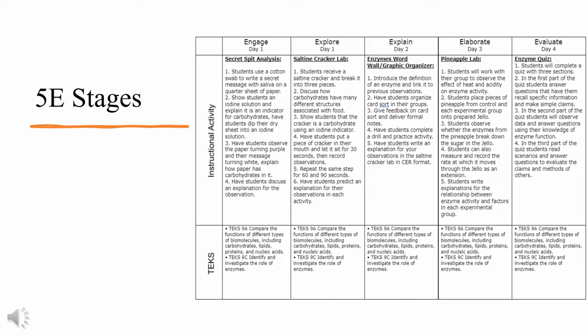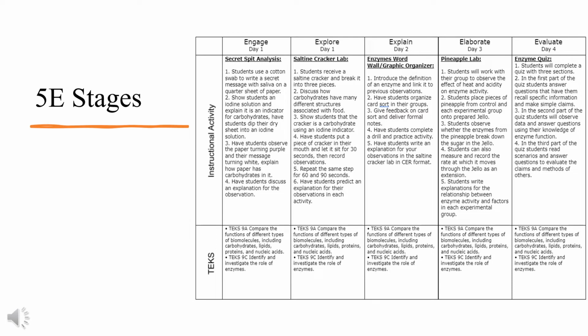They will observe the paper turning purple and their message not turning purple, and we'll explain how carbohydrates have paper in them, but we won't really explain much else. We can have students discuss an explanation for the observation if there's time, but really in this engage portion, we're just getting their attention, having them observe something that's sort of interesting and might puzzle them a little bit.